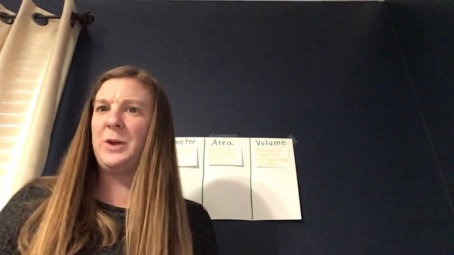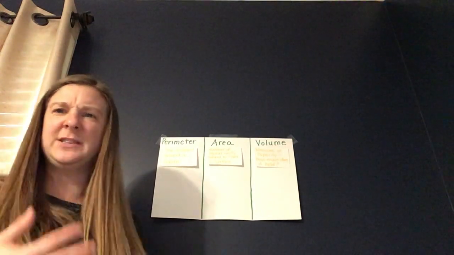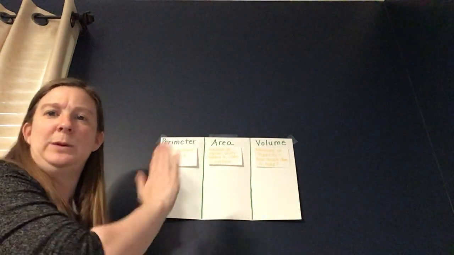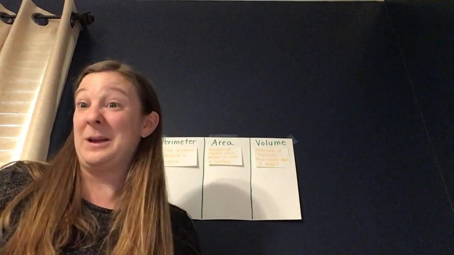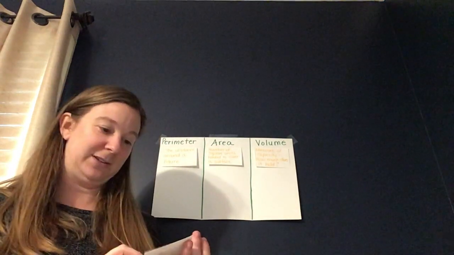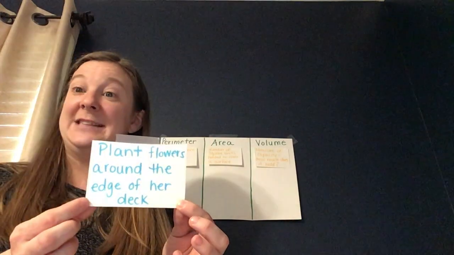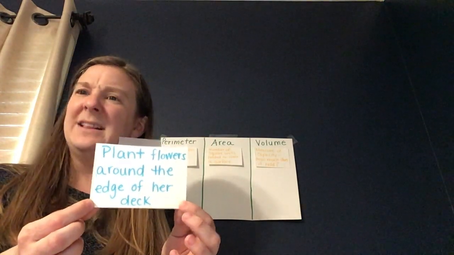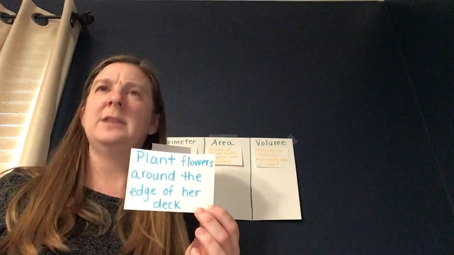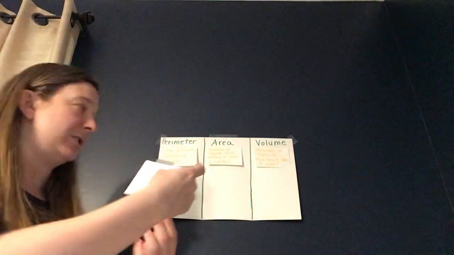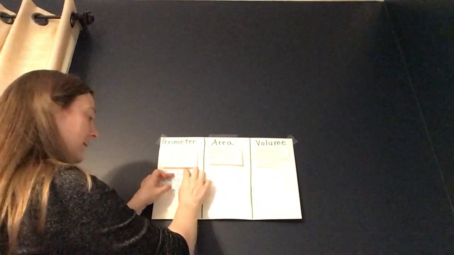So I have a couple of situations that we're going to sort together just to make sure we fully understand the difference between perimeter, area, and volume before we apply it in some specific situations. So planting flowers around the edge of a deck. That's going to go in the perimeter category. It's going to go around the outside edge of that deck.